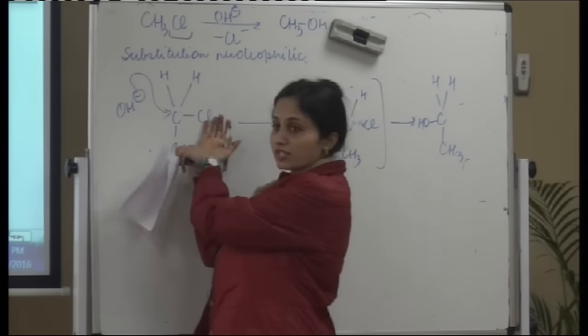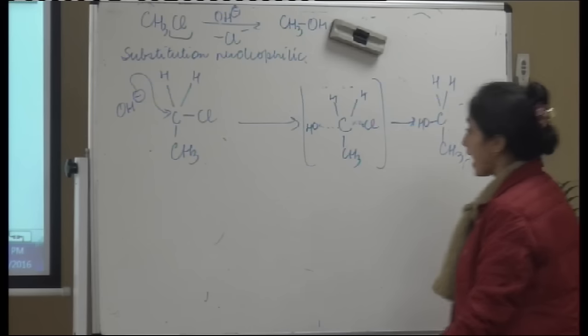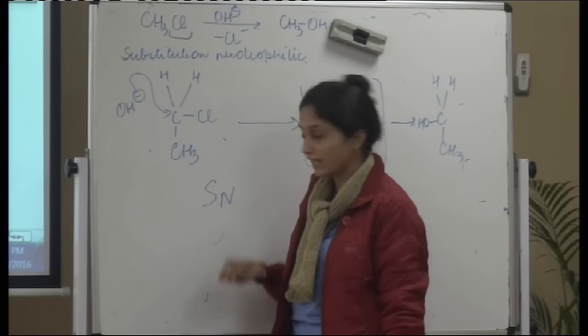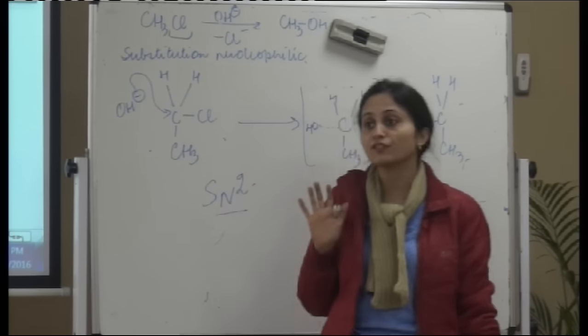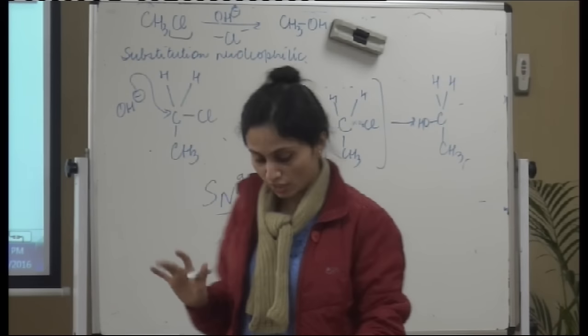Earlier the Cl was on this side, now the OH is on this side. So there is an inversion in the configuration, and this kind of reaction is a nucleophilic substitution. This is bimolecular because both the molecules are reacting right in the first step, and it is a single step reaction. Okay, so this is your SN2.